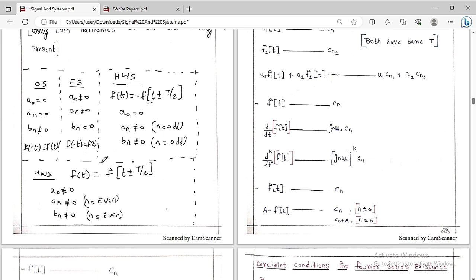If you remember these 3 things, you also get the half-wave symmetry for the other signal, which is f of t equal to plus f of t plus or minus T by 2, the reverse of this one. Here a0, which was equal to 0, becomes not equal to 0. Here an is not equal to 0 for n equal to odd becomes an not equal to 0 for n equal to even, and bn not equal to 0 for n equal to odd becomes bn not equal to 0 for n equal to even. If you remember these things, you can get this very easily.